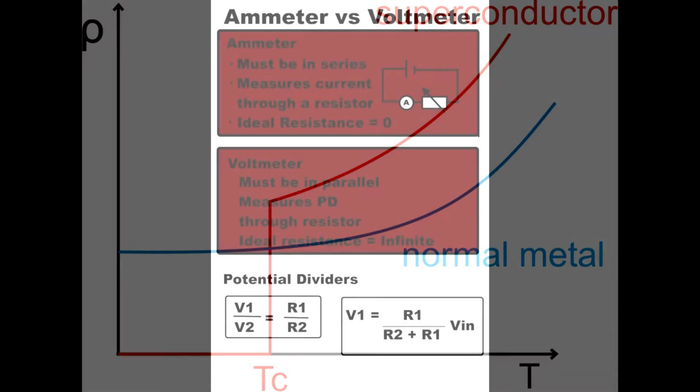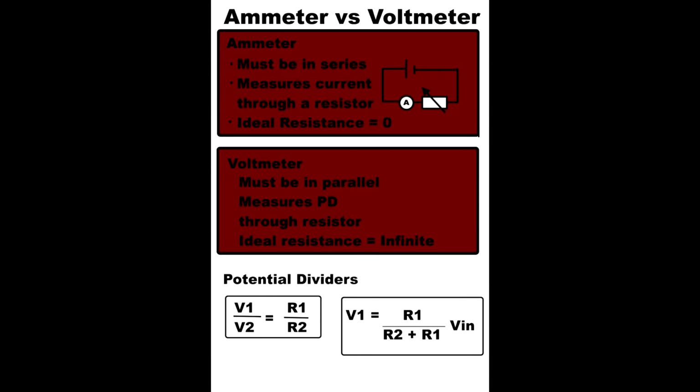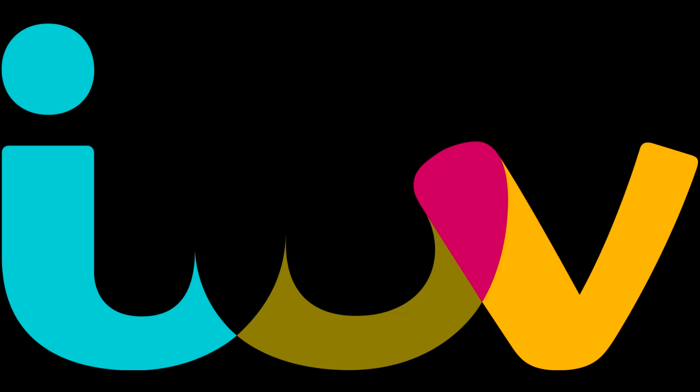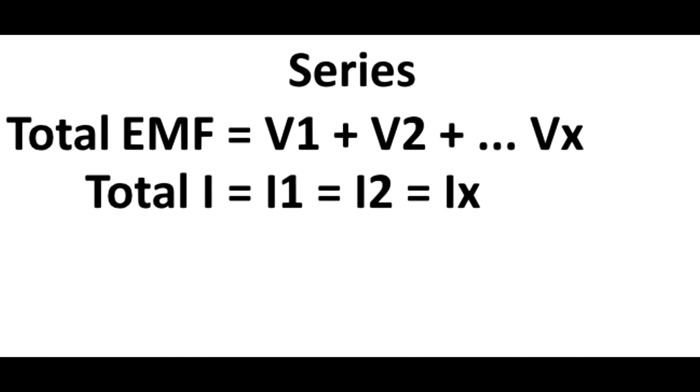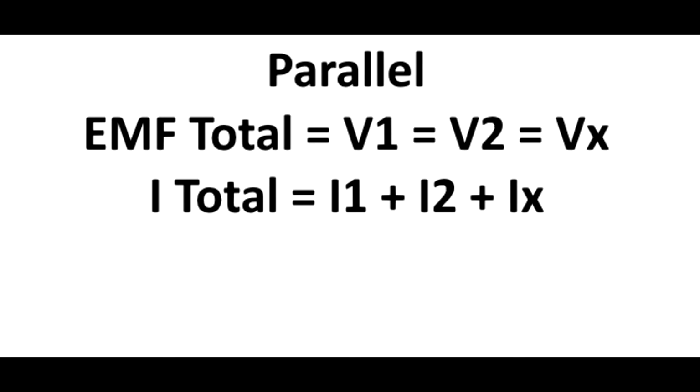An ideal voltmeter has infinite resistance, whereas an ideal ammeter has zero resistance. Energy equals ITV. In series, the EMF total equals the sum of EMF. However, the current total equals any current on the circuit. And in parallel, the current total equals the sum of currents, and the EMF total equals a potential difference at any point.